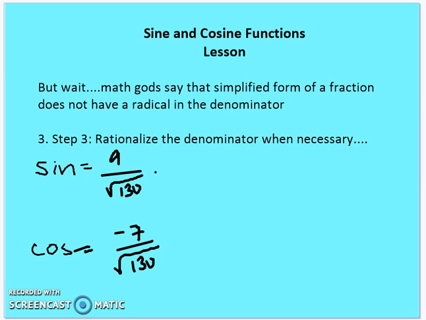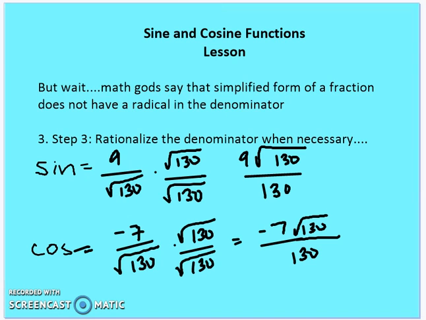We're keeping the value of sine in its current state, but just expressing it in a rationalized form, which means that there's no radical in the denominator. So we're going to multiply 9 over root 130 by root 130 over root 130. So again, we're multiplying it by 1. So I can rewrite sine as 9 root 130 over 130, and cosine as -7 root 130 over 130. So now I've fully rationalized the denominator.